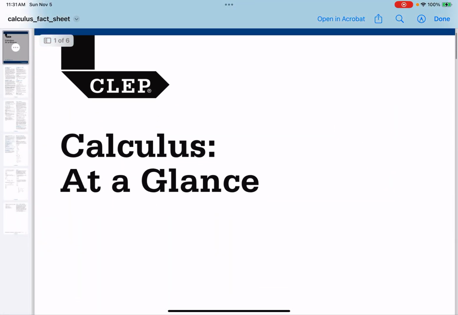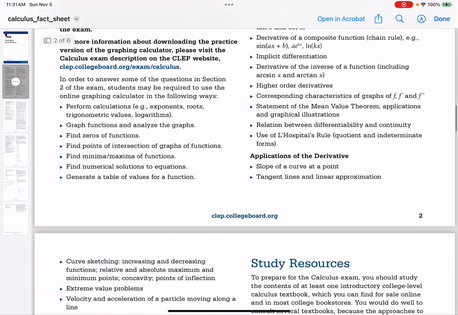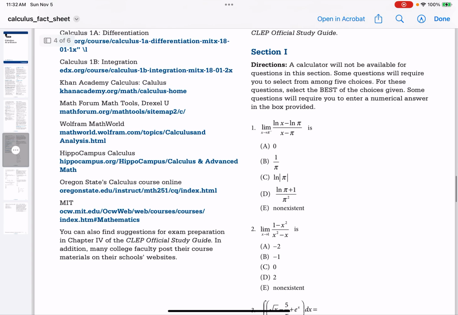Okay, it's the CLEP, or the AP Calculus at a Glance document. I'd recommend you read through that if you're taking the test. You should always prepare for a test. And what I want to do is go through the sample questions. I'll do it at the whiteboard.